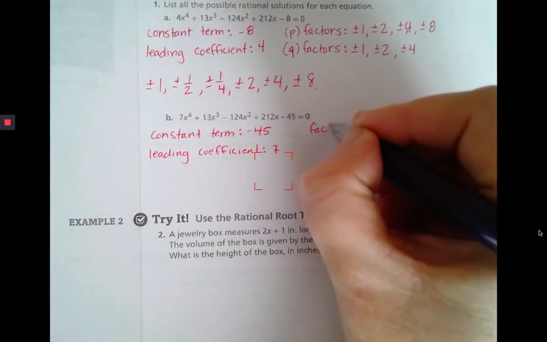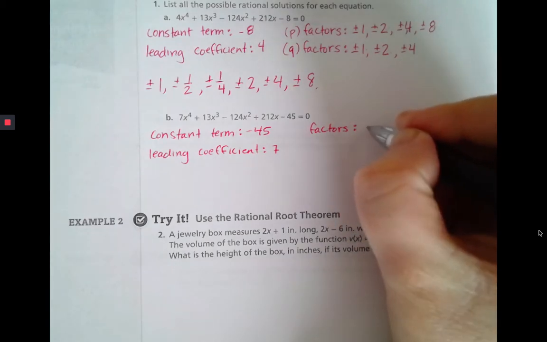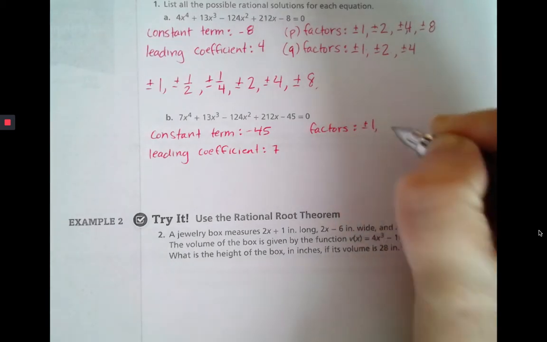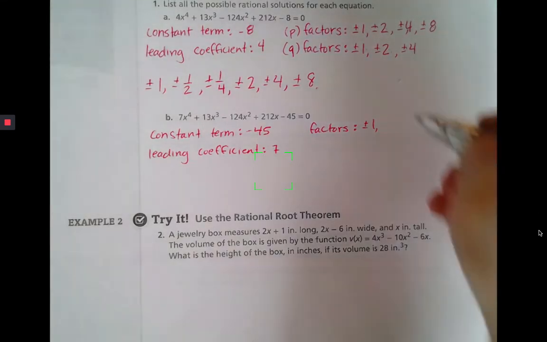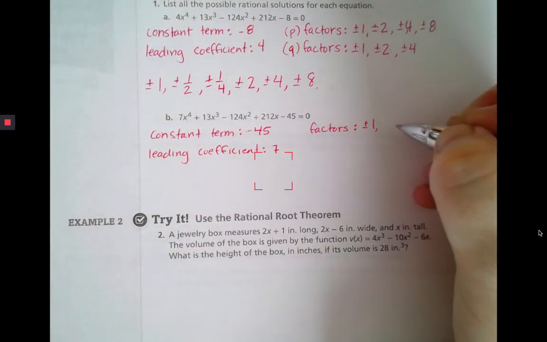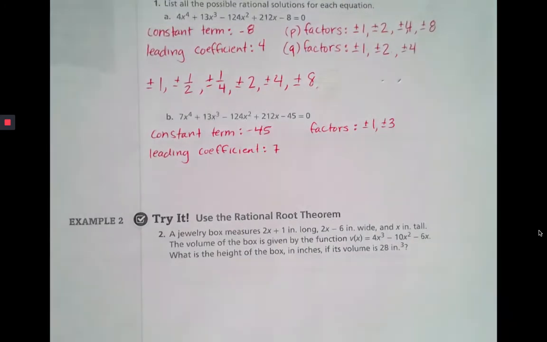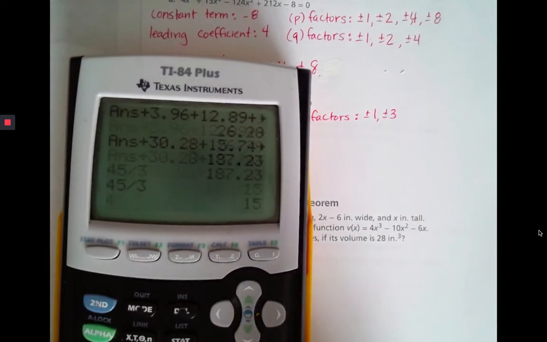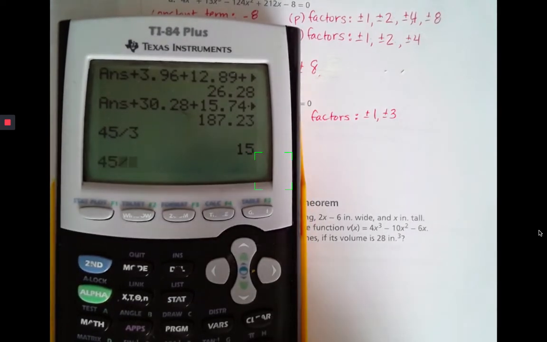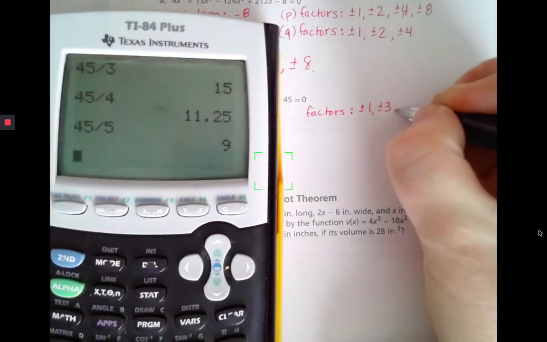All right, my factors of 45, plus and minus 1, right? Does 2 go into 45? Nope. Does 3? 3 does. If you don't know that, look, we can just say 45 divided by 3. Yep. So 45 divided by 4? Nope. 45 divided by 5? Yep.